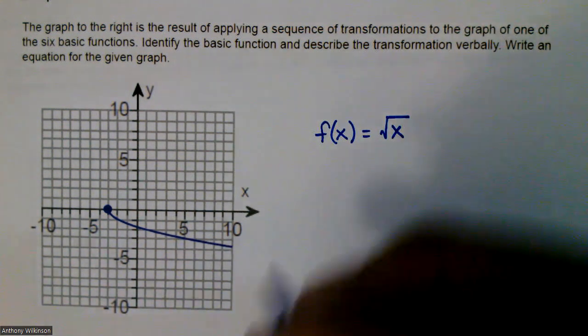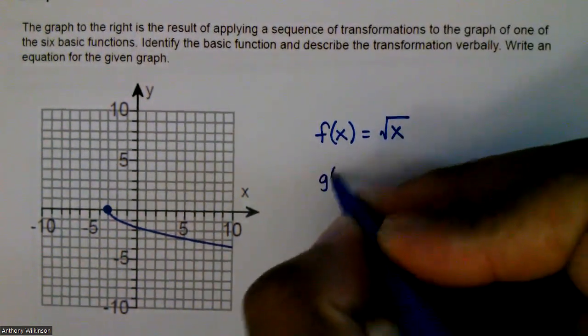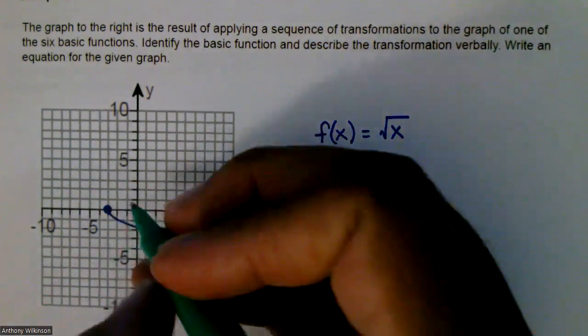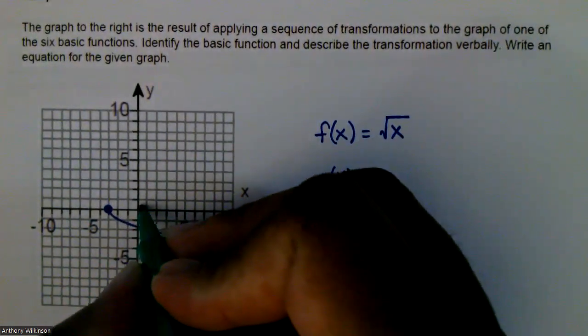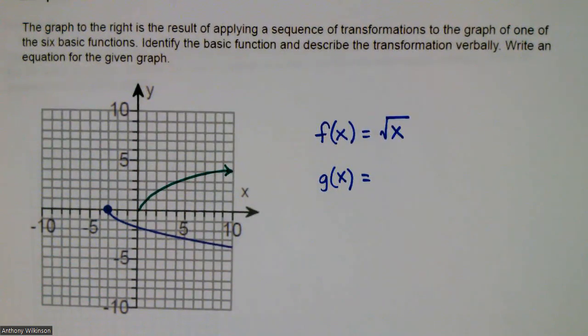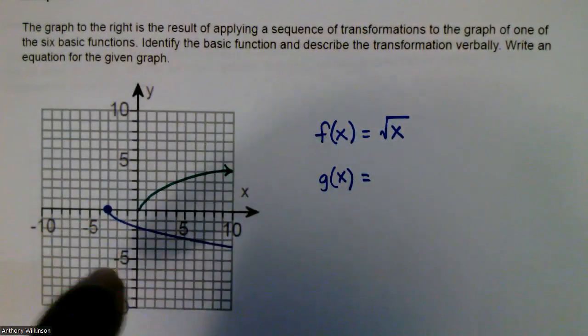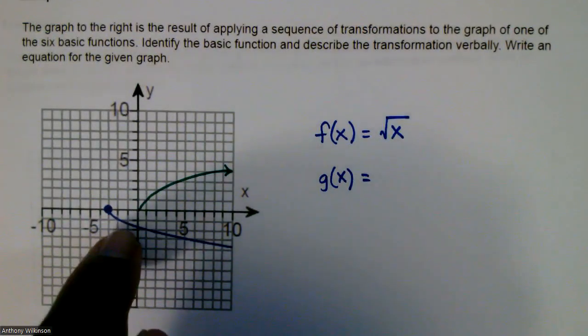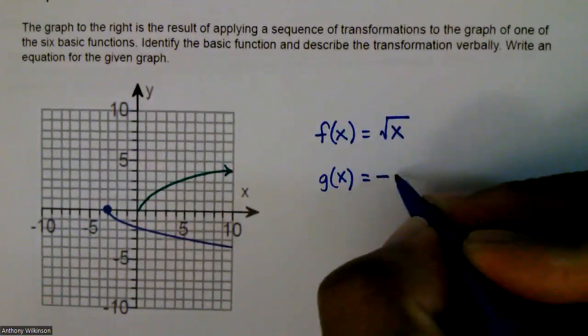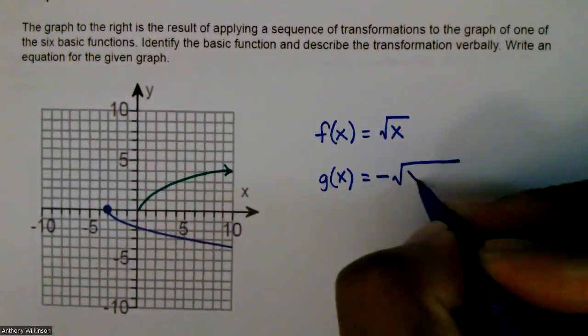Now we want to find out what g of x is. If you notice, from one of your 6 basic functions, the square root of x would look somewhat like this going in this direction. Notice it's reflected about the x-axis. And it's going downward like this. So that means it's got to be a negative square root of x.